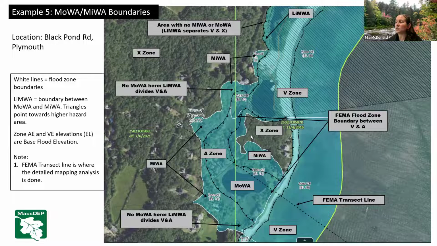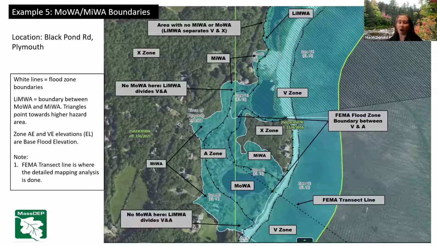We also have an X zone here. So we can assume that this is from elevation, that this is a higher area. Then, unique to this example, we have this little area where we have the V zone and the LiMWA is separating the V and the X. And this is again one of those cases with those invisible A zones. There's probably an increase in elevation right here, and the A zone was too small to be mapped.